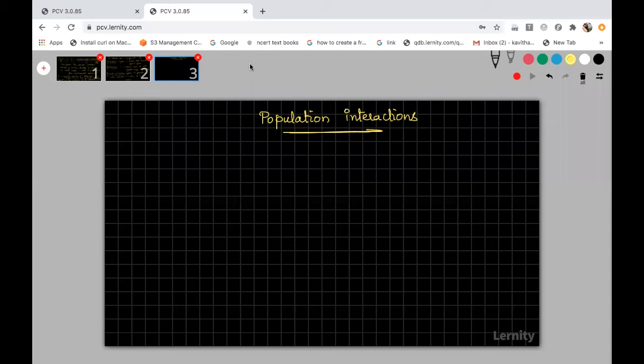Here, we are not going to discuss the interaction of living with non-living. Here, we are going to discuss how living organisms themselves are interdependent on each other. In nature, no species can survive alone. No species can survive independently. No species can survive in isolation.